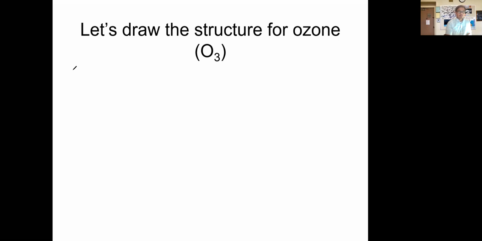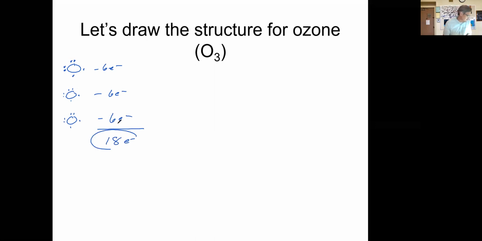Ozone has 3 oxygens. This oxygen has 6 electrons. This oxygen also has the exact same structure, which means that it also has 6 valence electrons. And finally, the third one has 6 valence electrons as well. So we have to account for a total of 18 electrons in our structure. All right, so piecing this together here, let's go ahead and do this.